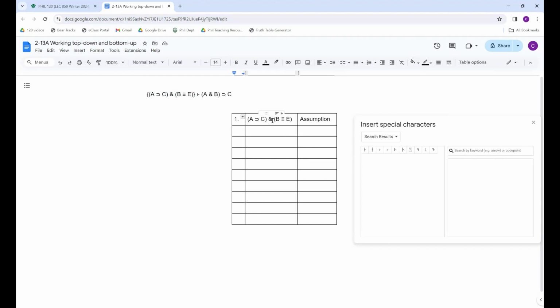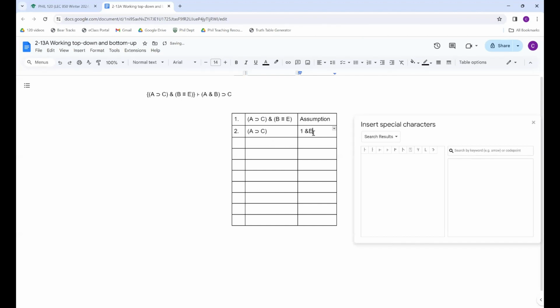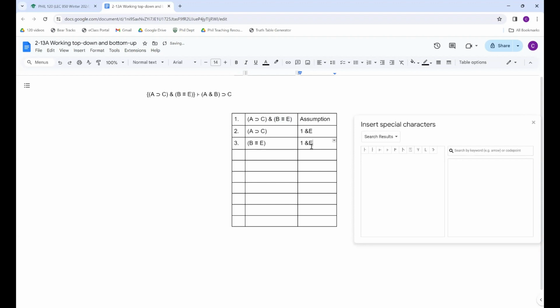Now, the main connective of this is a conjunction. So we can apply conjunction elimination to it, and we can derive both of the conjuncts from it. So we can do that step next. So we can get this and this by conjunction elimination. Okay. Now, what we're doing at this point is called working top-down. So we're starting with what we have at the top of the derivation, looking at what we can infer from that, and then drawing those inferences.